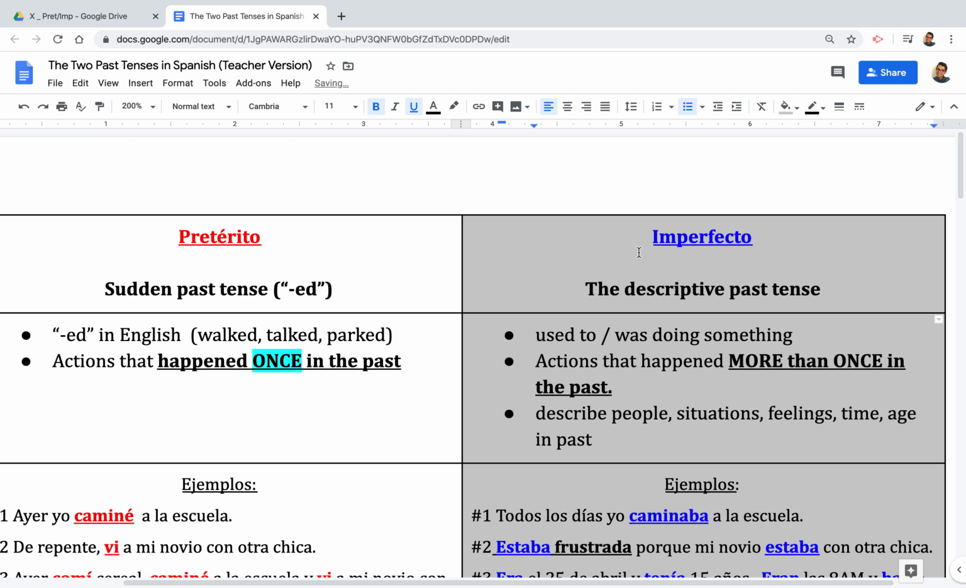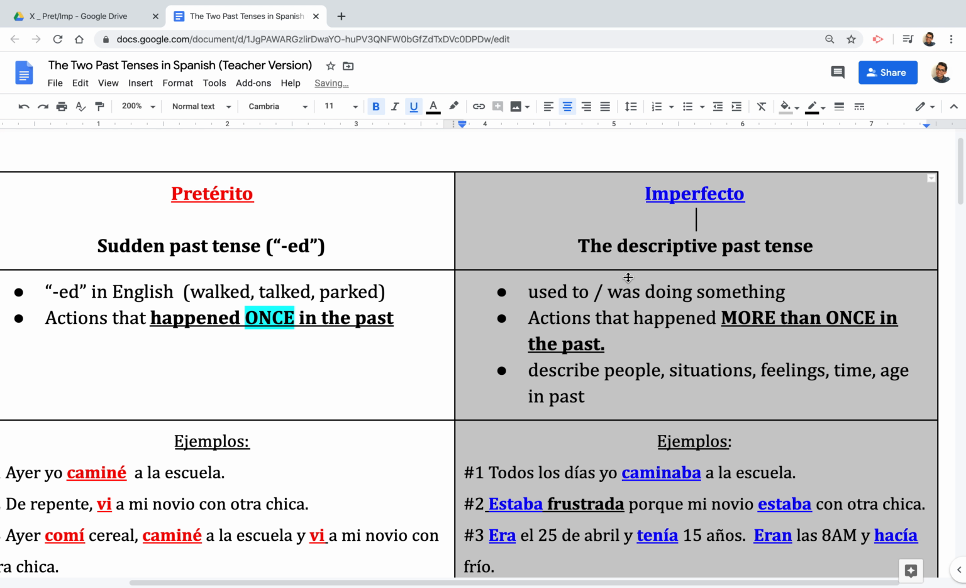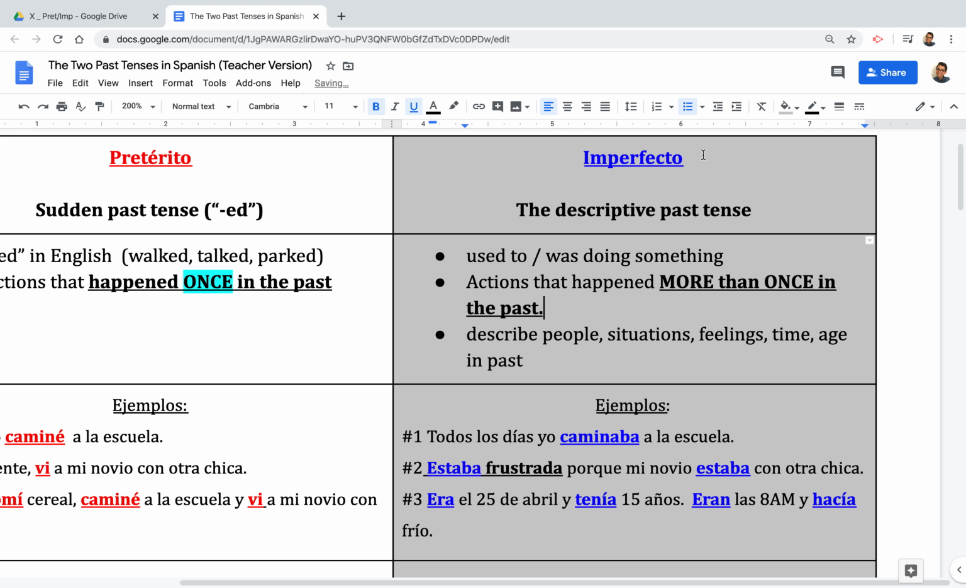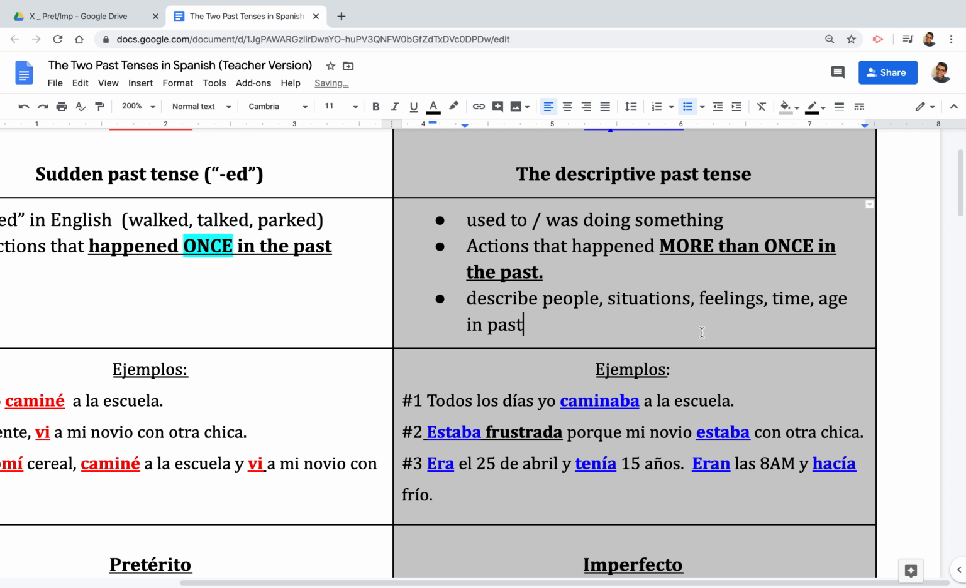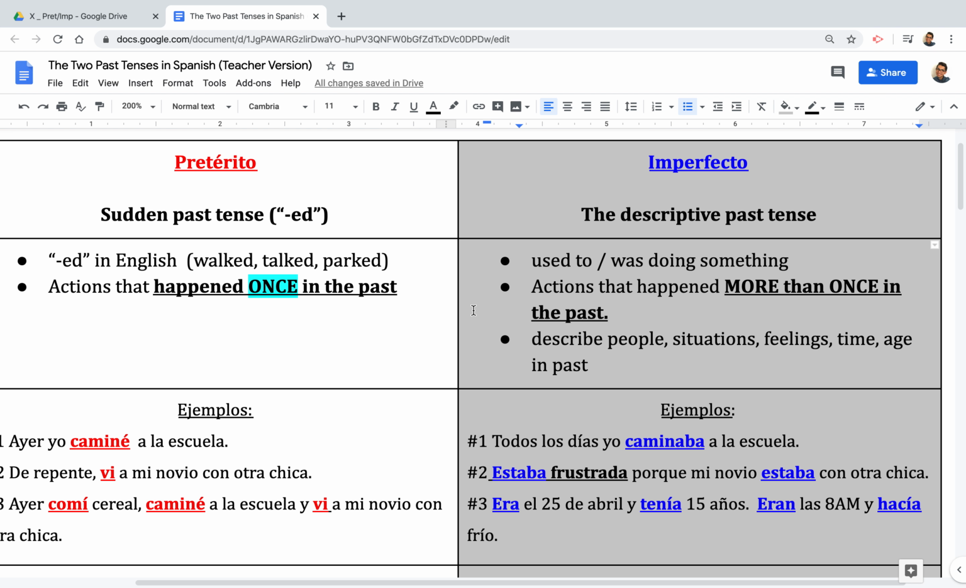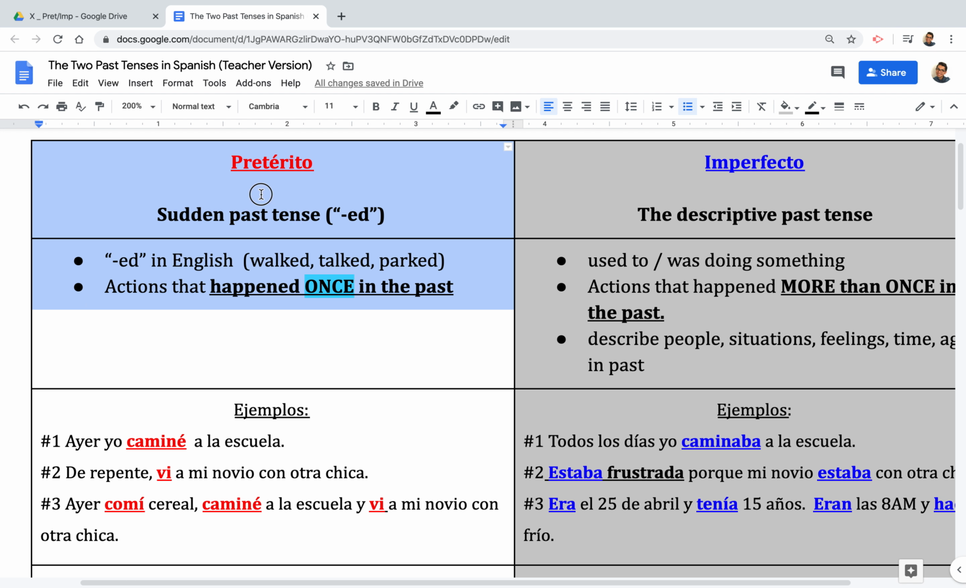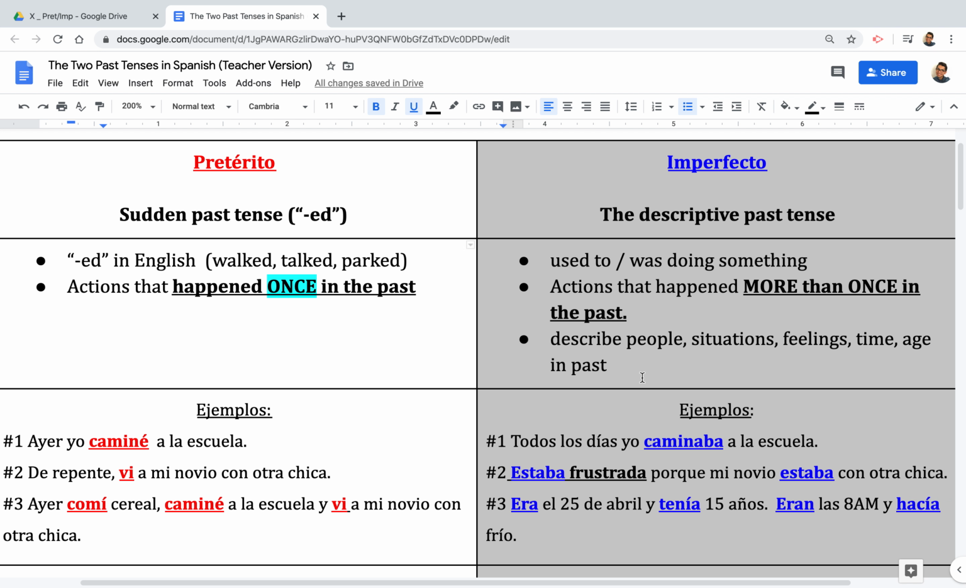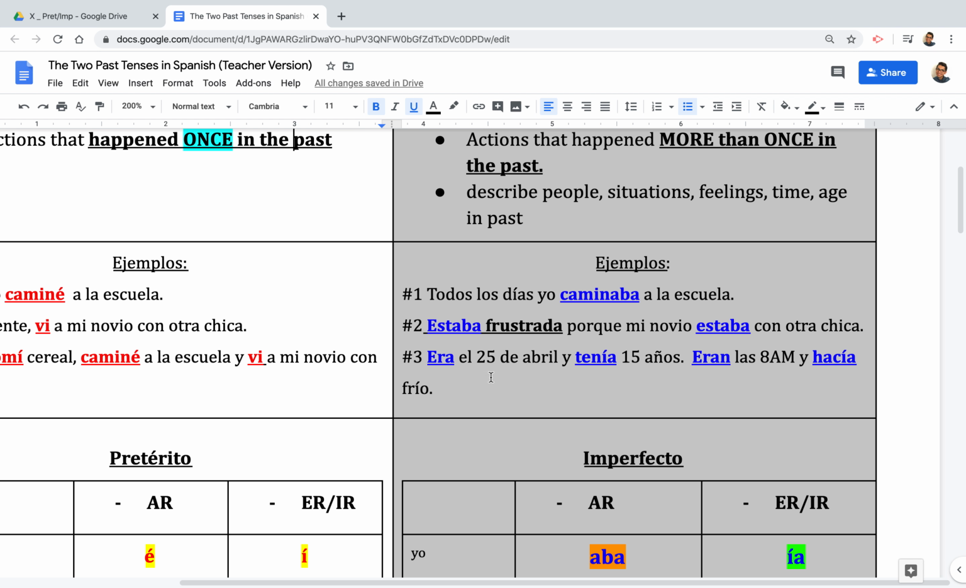So again, to clarify, we use the imperfect tense or the descriptive past tense to describe actions that happened more than once in the past. We also use the imperfecto or the descriptive past tense to describe people, situations, feelings, time, and age in the past. It is very important that you remember these two uses of the imperfecto so that you do not mix it with the use of preterito or sudden past tense. Now here are some examples.